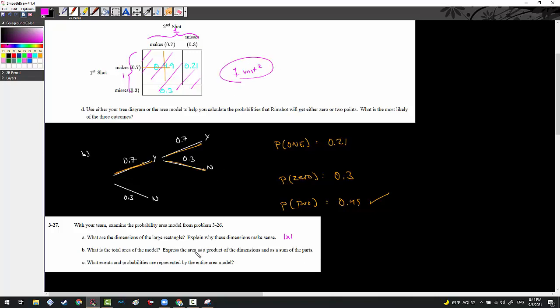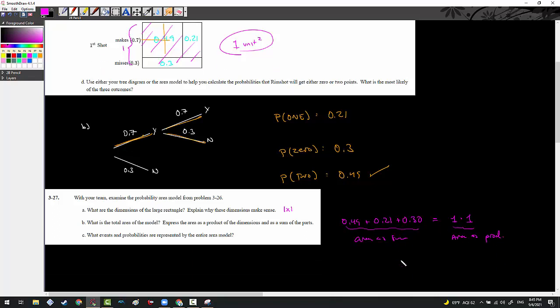And express the area as a product of the dimensions and as a sum of the parts. So I could say 0.49 plus 0.21 plus 0.30 or 0.3 would be equal to 1 times 1. So that's the area as a sum, and this is the area as a product. So there we are, back again, right? Those area models are making their triumphant return.